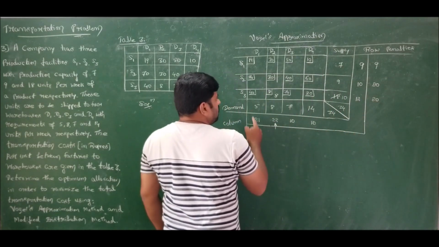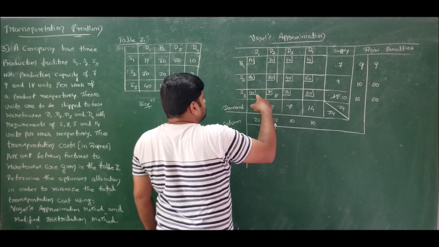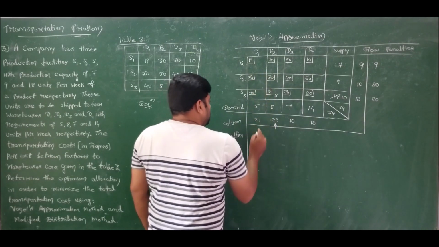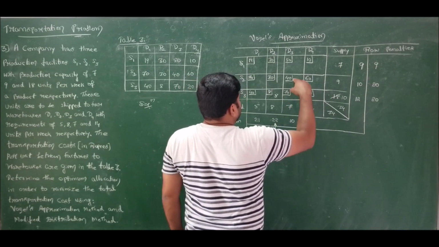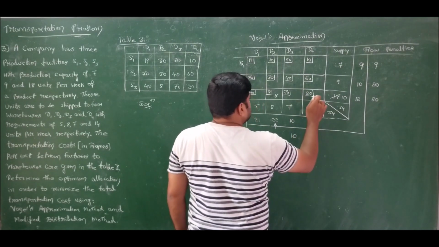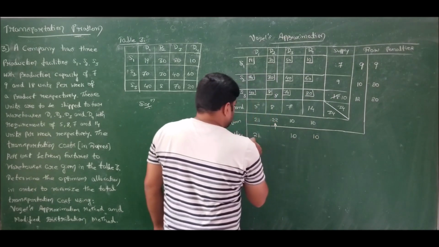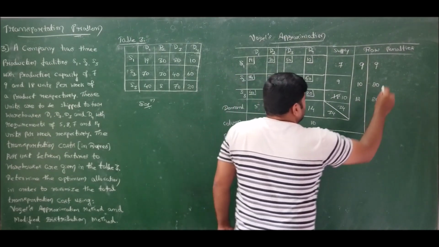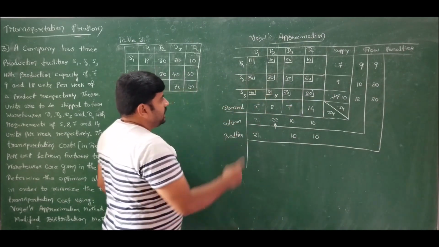Next, coming over column for second penalty calculation, here we have 19 and 40, so therefore this remains same, 21, this is ruled out. Next we have 40 and 50, that is 10, this remains same. Here we have 10 and 20, hence the penalty is 10. So I calculated for second iteration, so row penalty and column penalty.